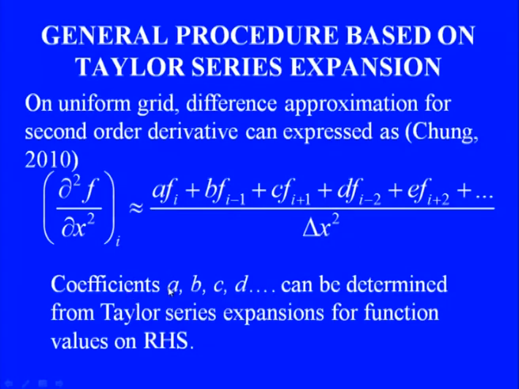And these coefficients a, b, c, d can be determined from Taylor series expansions for the function values fi, fi minus 1, fi plus 1 and so on. We will substitute them on the right hand side and try and equate the terms appearing on both the sides, and thereafter we will get a system of equations from which we can determine a, b, c, d, etc. Let us take one or two examples of this approach which was proposed by Chung in 2010.